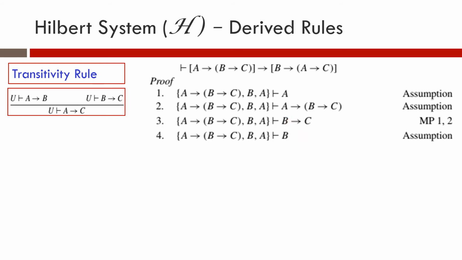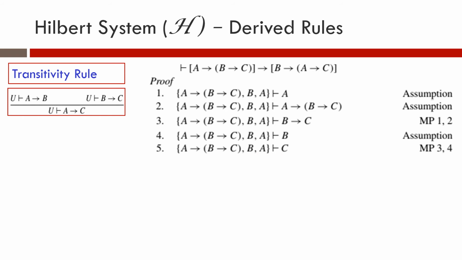Again we can apply modus ponens to 3 and 4 and we obtain C as provable. Now we have obtained the right side of this formula. All the other formulas are already here in this set of assumptions. So now what we can do is apply deductions.